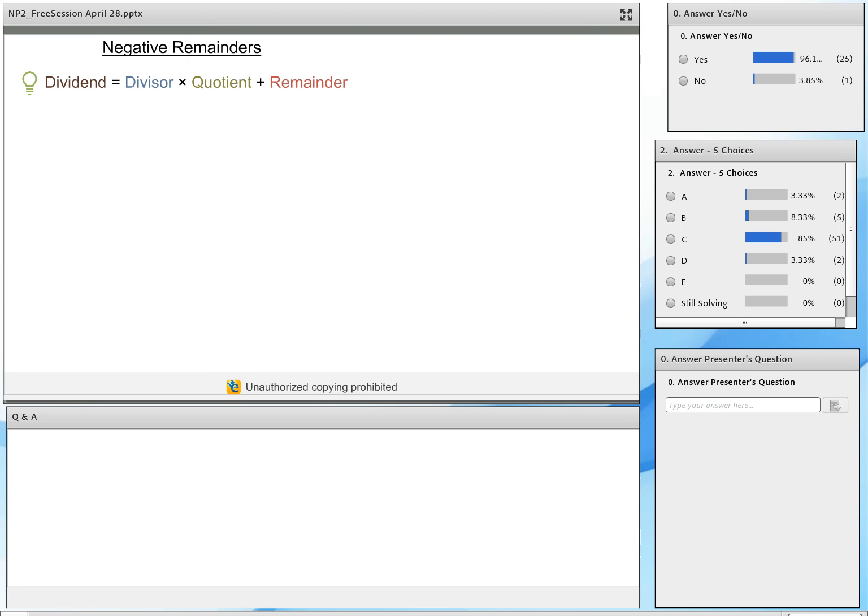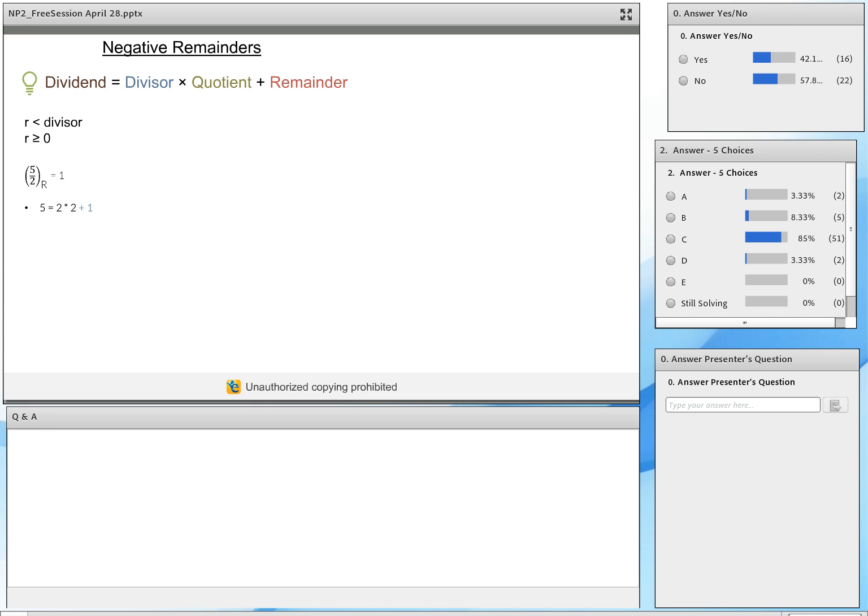Now let's talk about negative remainders, and this is where things get a bit more interesting. Now, how many of you are familiar with negative remainders? Okay, so less than half of the class is. Okay, so let's proceed. Basically, what we know about remainders is that remainder is always less than the divisor and remainder is always greater than or equal to 0. That's what we know about remainders.